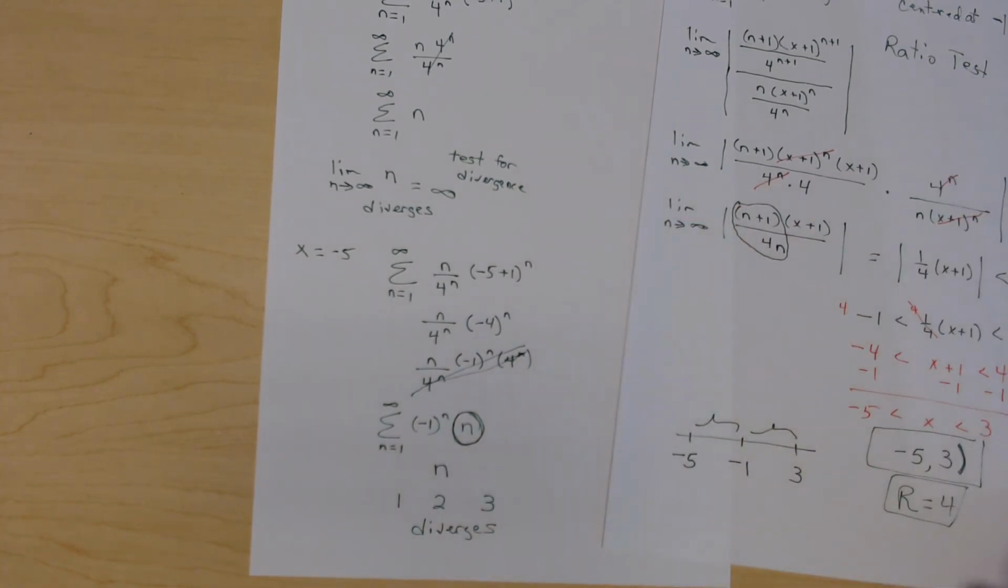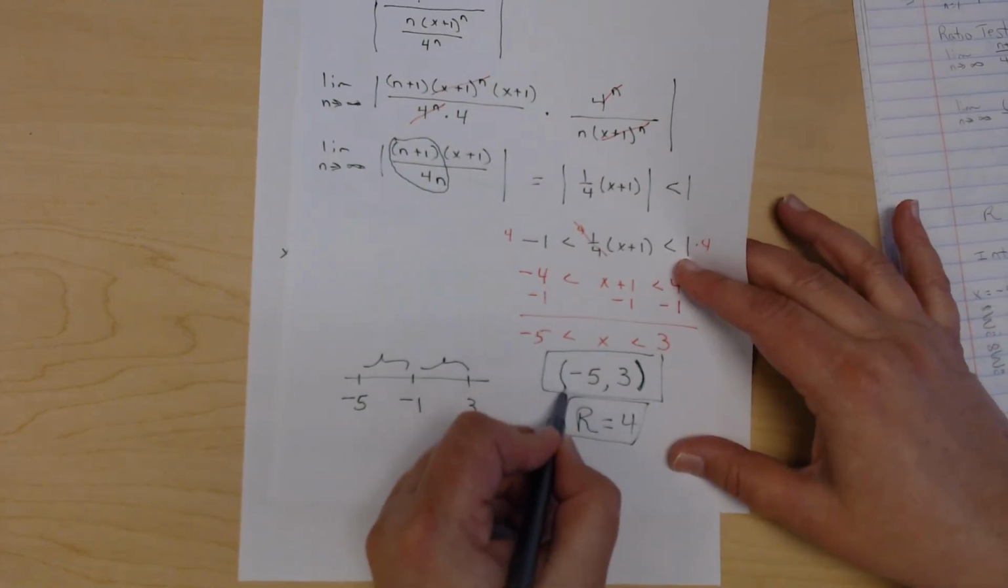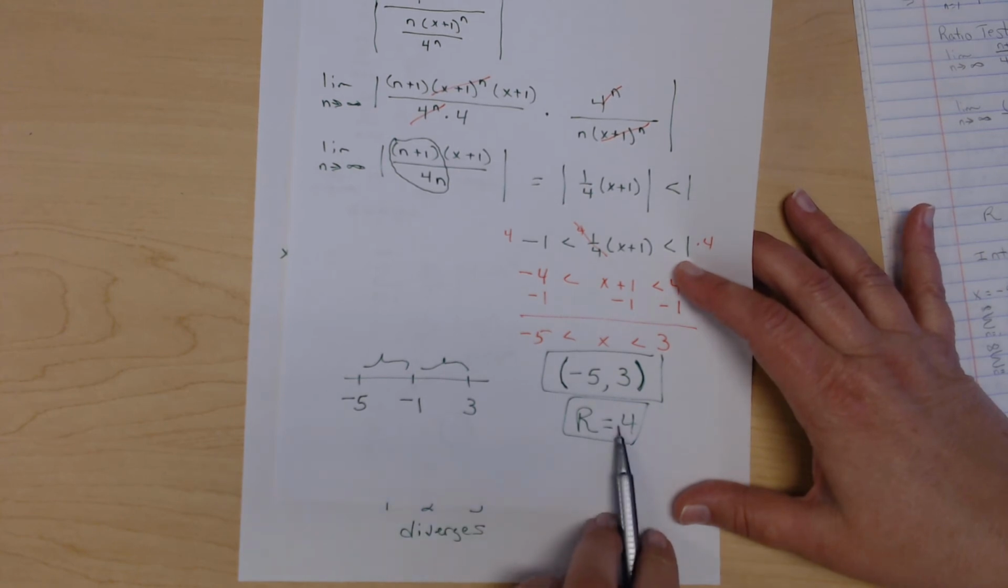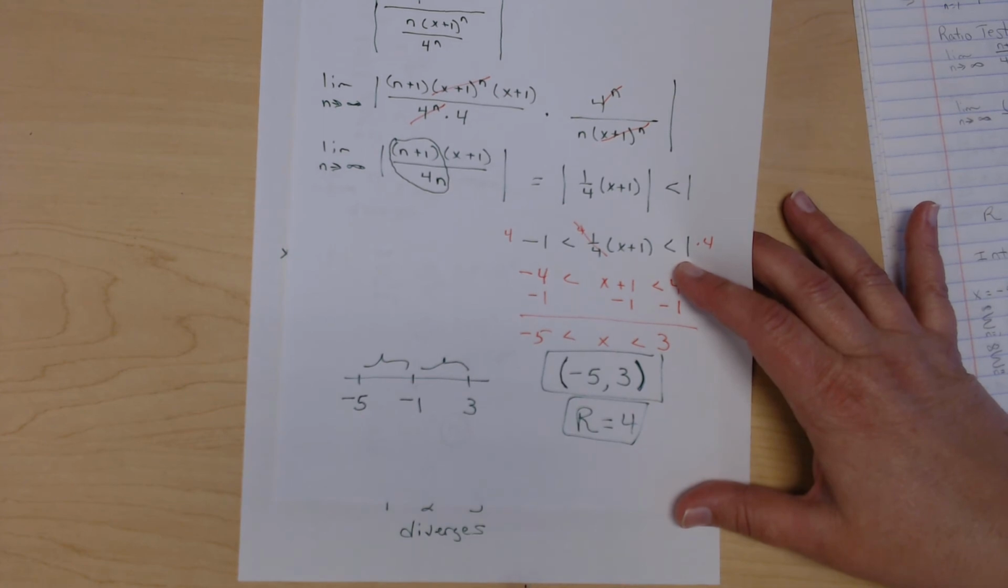Okay, so if that diverges, all that's telling me is for -5, I get to put a parenthesis instead of a bracket. I already found my radius. I knew my interval. I just didn't know what was happening at the endpoints.